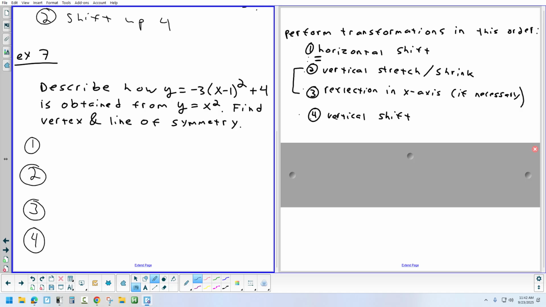What's going to be the first number that we focus on? Yeah, -1. Yep. And what's that going to do? It's going to move it over 1 to the right. Yes. So shift right 1. Perfect. What's the second thing we focus on, after the -1?